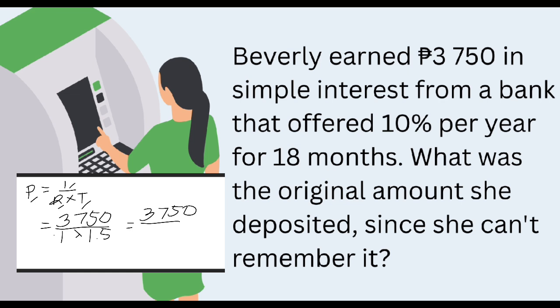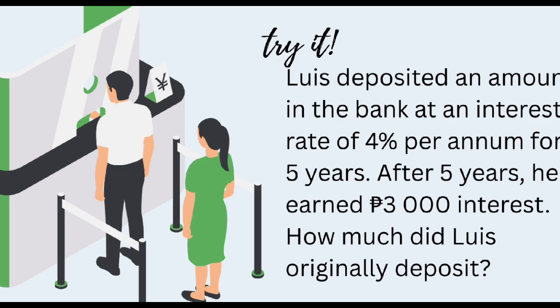So 0.1 times 1.5 is 0.15. So 3,750 divided by 0.15 is 25,000. So the original amount she deposited at the bank is 25,000 pesos. Try this activity.